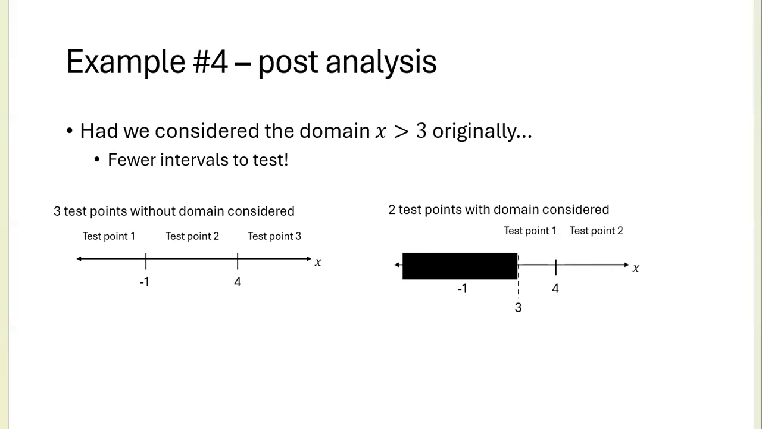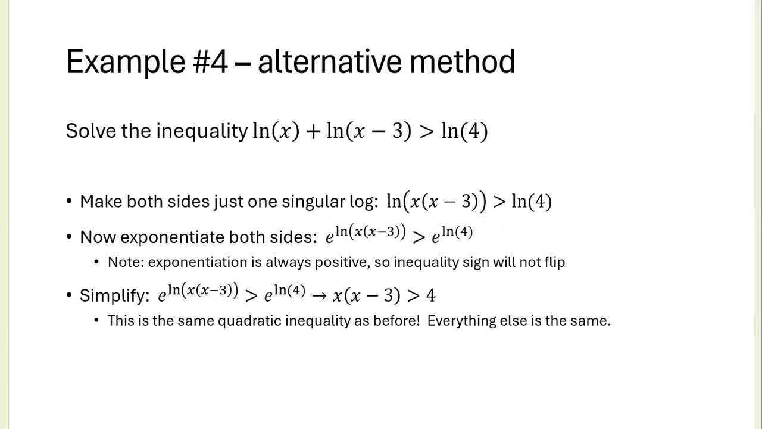Now let's also talk about an alternative method. So let's start from the beginning again. Let's make both sides one singular log. So the right-hand side's already one log. We're good. Let's combine these two on the left-hand side. ln A plus ln B is ln of A times B.